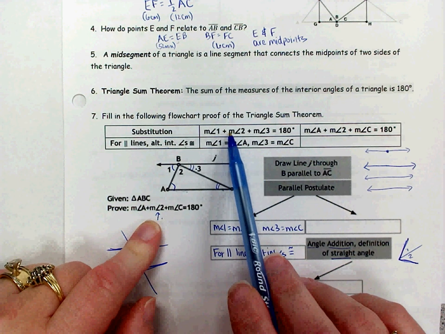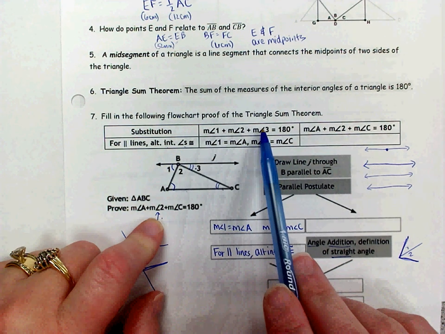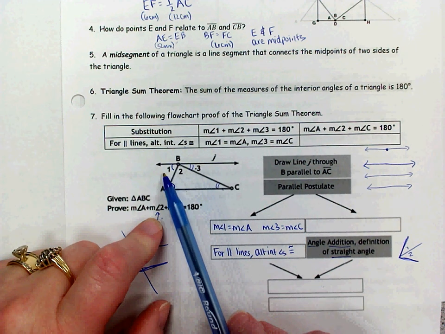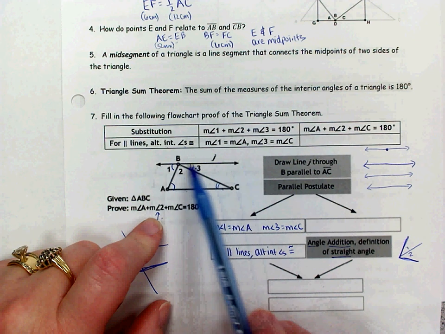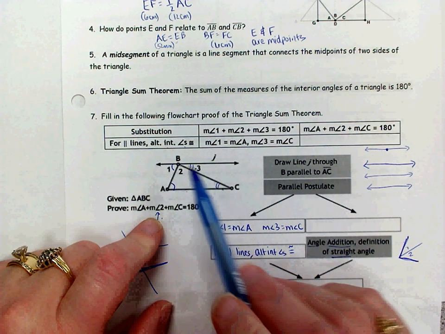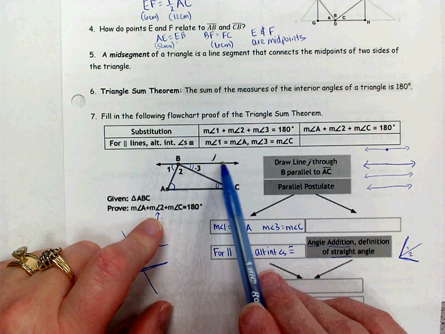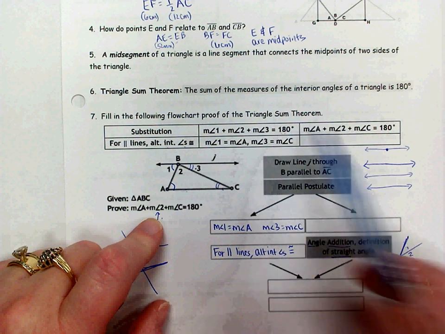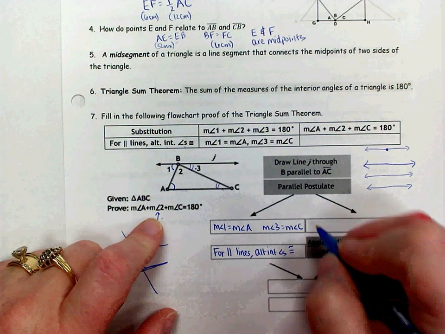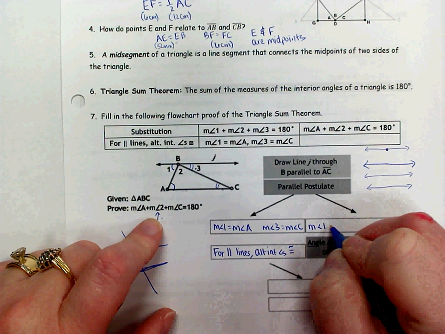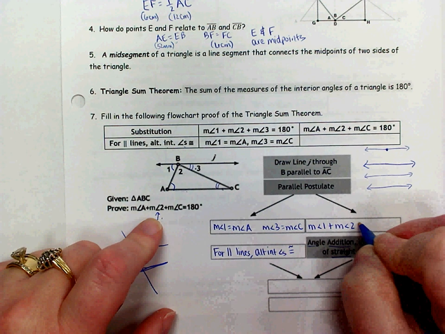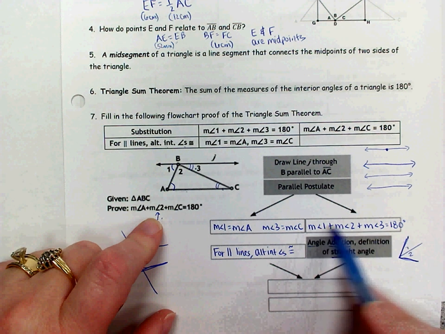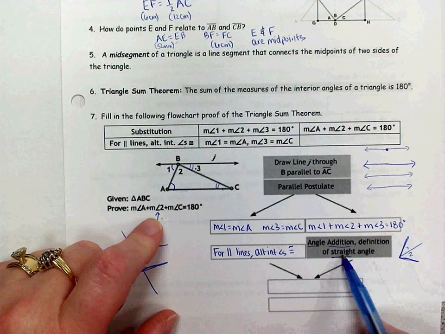And let's look at the measures of 1, 2, and 3 and why we know they add to 180. Well, 1, 2, and 3 are the parts that make up this whole straight angle here, and so that's why that's angle addition. We're just saying these three parts add up to be the whole thing. And since the whole thing is a straight angle, it equals 180 degrees by definition. So that's our statement: the measure of angle 1 plus the measure of angle 2 plus the measure of angle 3 equals 180 degrees. The parts add up to be the whole, and since the whole is a straight angle, it's 180 degrees.